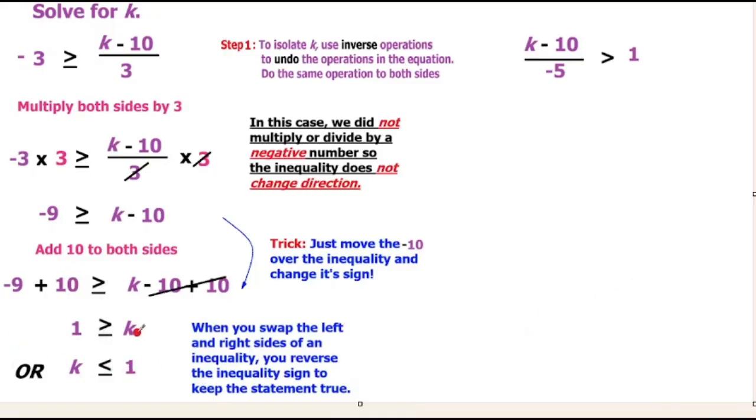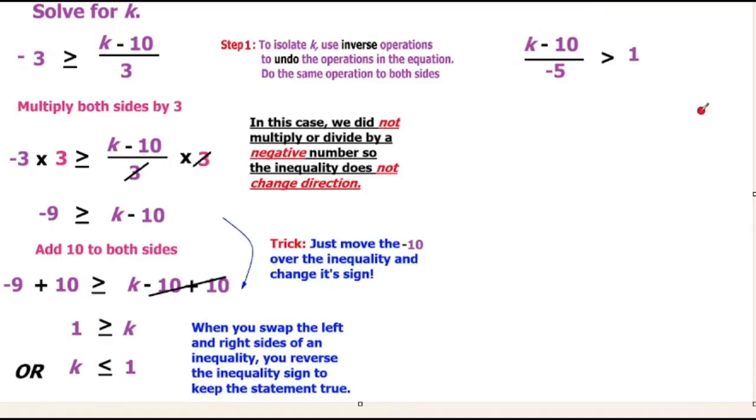Or k is less than or equal to 1. So when you swap the left and right sides of an inequality, which is what we did here, you reverse the inequality sign to keep the statement true. So 1 is greater than or equal to k. So that means k is less than or equal to 1. Okay? So that's another trick to remember.